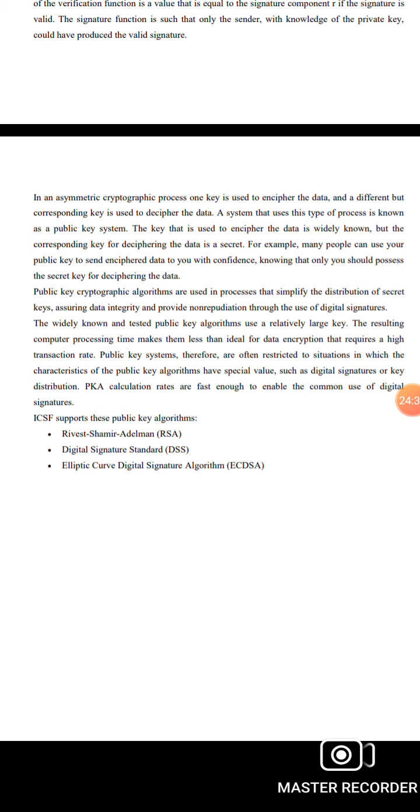IKE supports three public key algorithms. RSA, which is Rivest-Shamir-Adleman; the Digital Signature Standard; and the Elliptic Curve Digital Signature Algorithm.